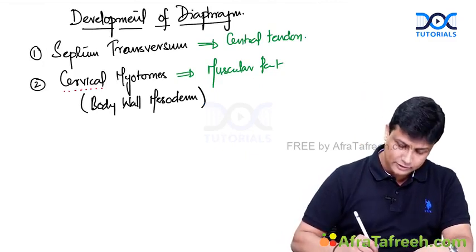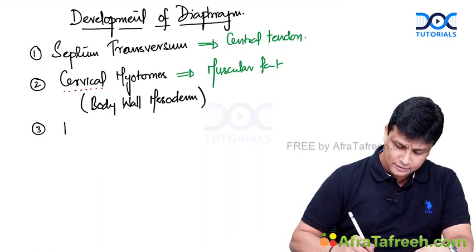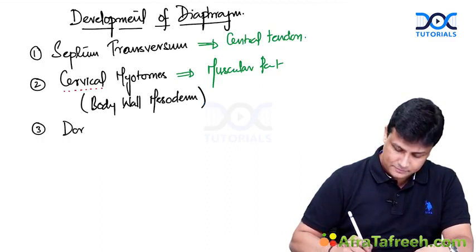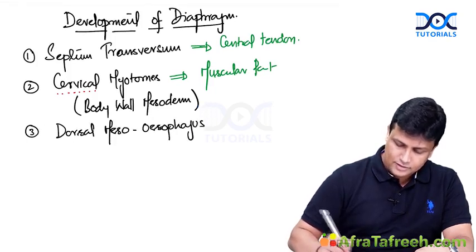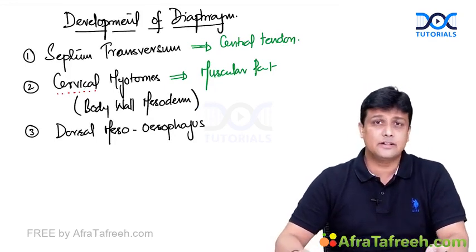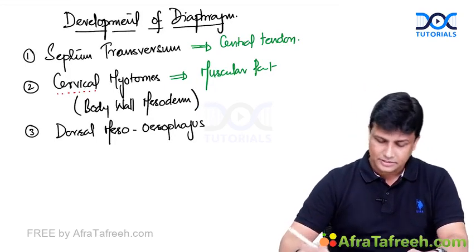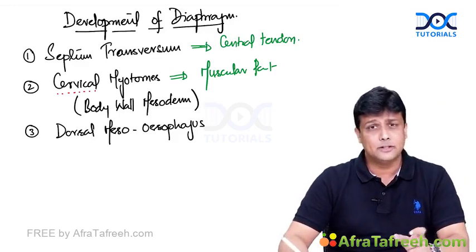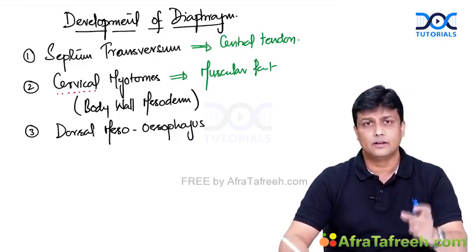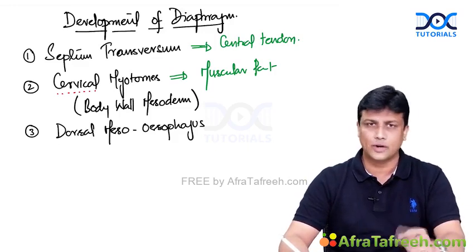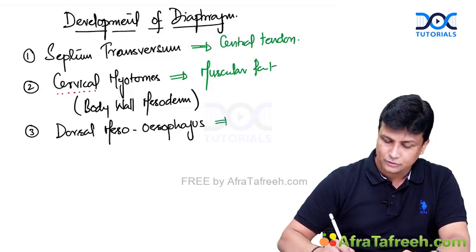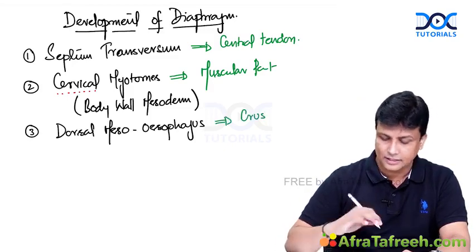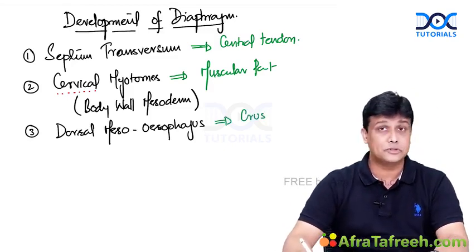Welcome to the third one here. The third one will be the dorsal mesoesophagus. Now what is this dorsal mesoesophagus, guys? Nothing but the mesentery only. The mesentery of the esophagus. So instead of writing dorsal mesoesophagus, sometimes you can even see it written as dorsal mesentery of esophagus. One and the same thing. Now the dorsal mesentery of the esophagus is the one which is going to form the right and left crus of the diaphragm, that is derived from the dorsal mesoesophagus.